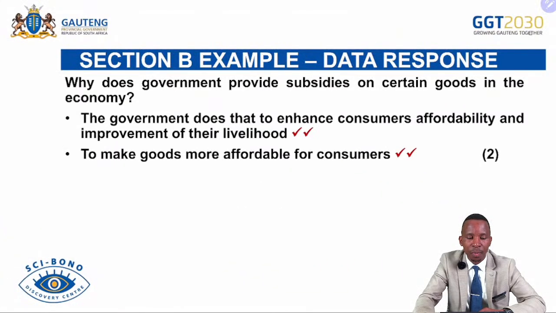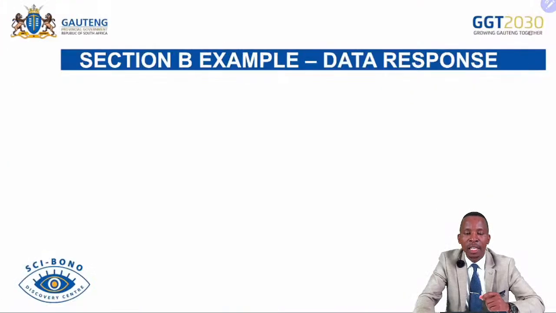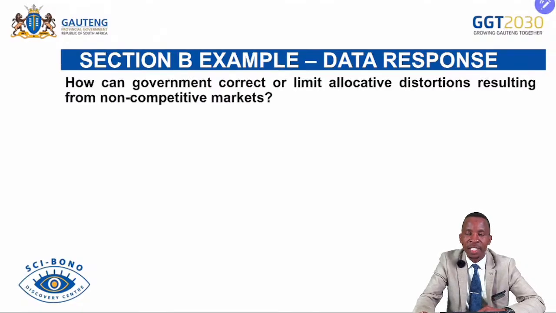We continue. Why does the government provide subsidies on certain goods in the economy? The government does that to enhance consumer affordability and improve their livelihood, or standard of living, to make goods more affordable to consumers. For the government to intervene in providing subsidies, it is trying to ensure that people can afford those goods and services in the economy, because maybe they are very important for living, ensuring that the living standard of people is improved, getting decent from being deficient.